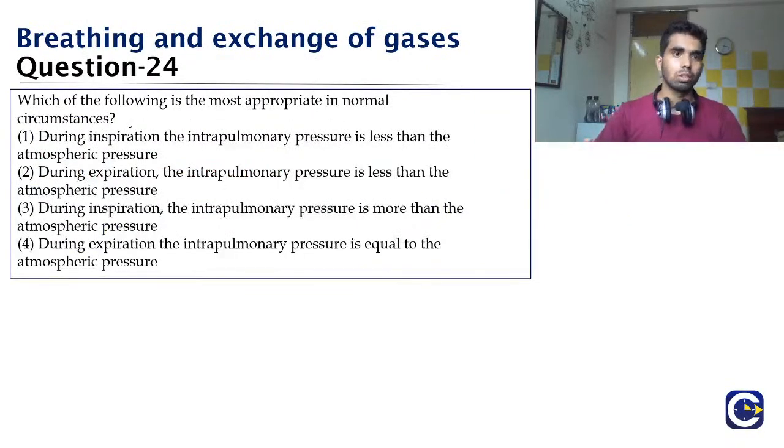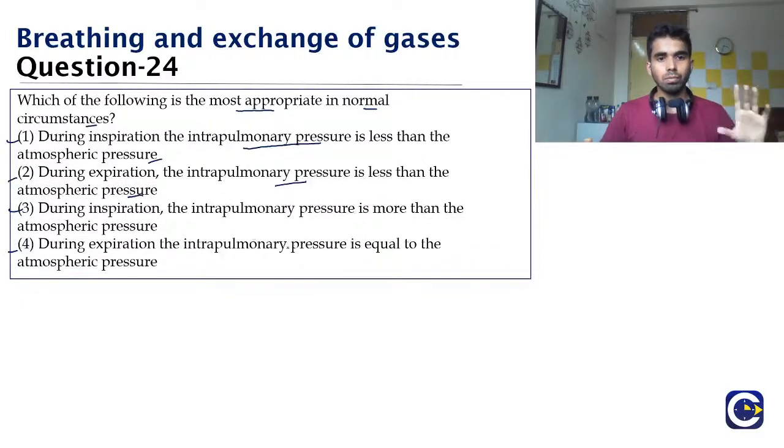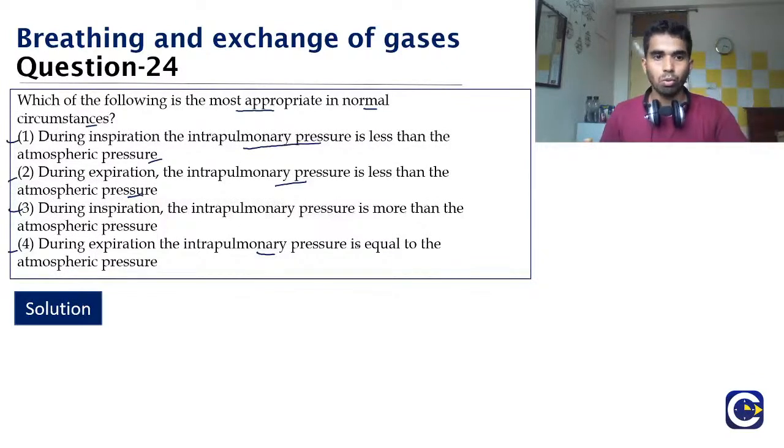Now coming to question number 24. Which of the following is the most appropriate in normal circumstances? Option 1, during inspiration the intrapulmonary pressure is less than the atmospheric pressure. Option 2, during expiration the intrapulmonary pressure is less than the atmospheric pressure. Option 3, during inspiration the intrapulmonary pressure is more than the atmospheric pressure. And option D, during expiration the intrapulmonary pressure is equal to the atmospheric pressure. So what will be the solution for this question?